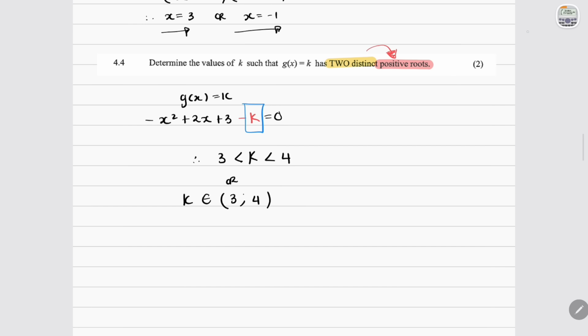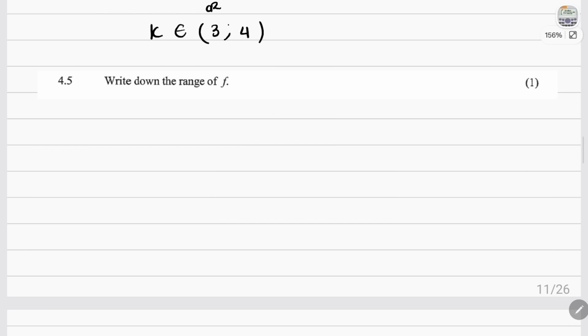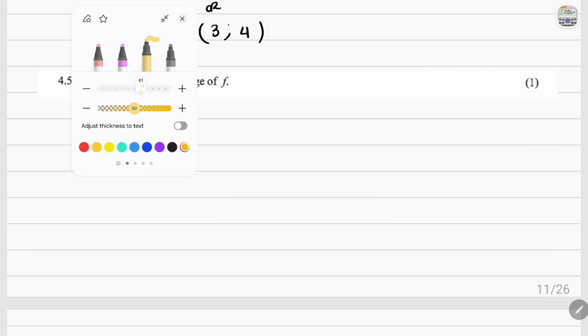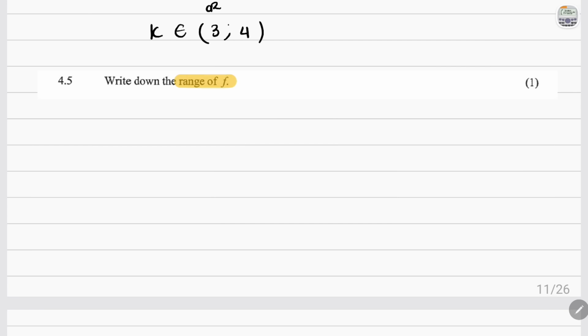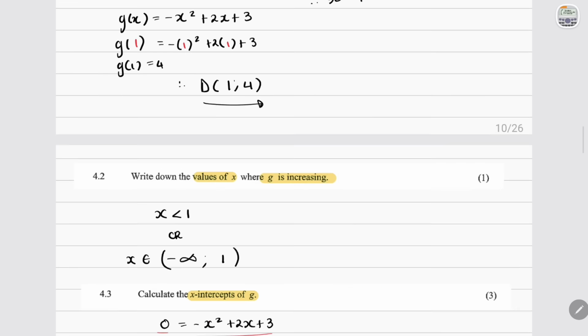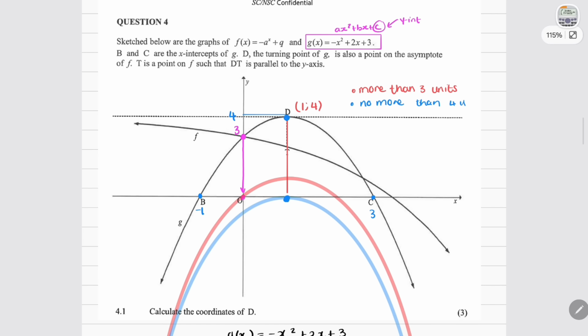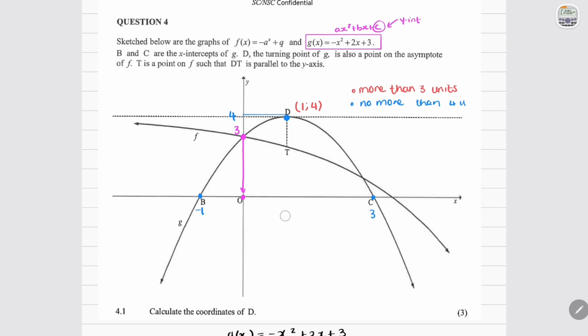Moving on to the next question. The next question, 4.5, says, write down the range of f. So remember that the range speaks about all the possible y values of a function. So all the y values that this function can ever have. Okay, so we're looking at the graph of f. We don't really need these anymore. I hope we won't need them. If we do, we're just going to have to draw them again.